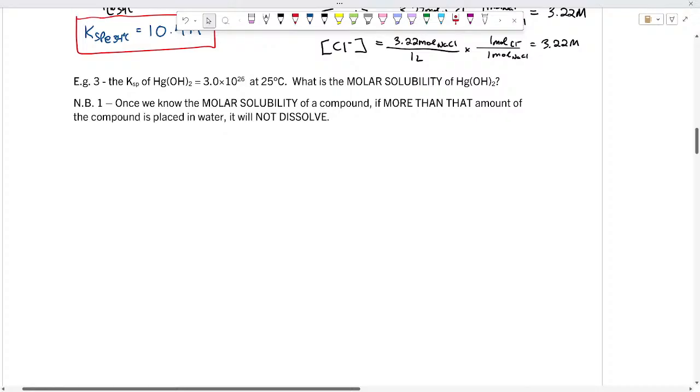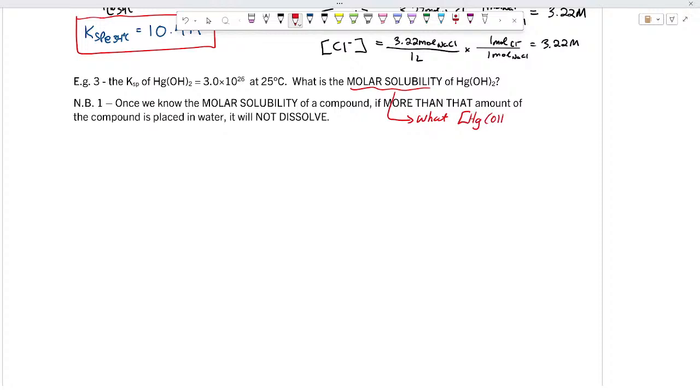The saturation point equilibrium value of mercury hydroxide is 3.0 times 10 to the 26. So the molar solubility is just another way of saying what concentration of Hg(OH)2 is the max. What's the most we can dissolve? Does that make sense? Okay. Now this is actually a bit of a tricky question. All right, can we try it out?